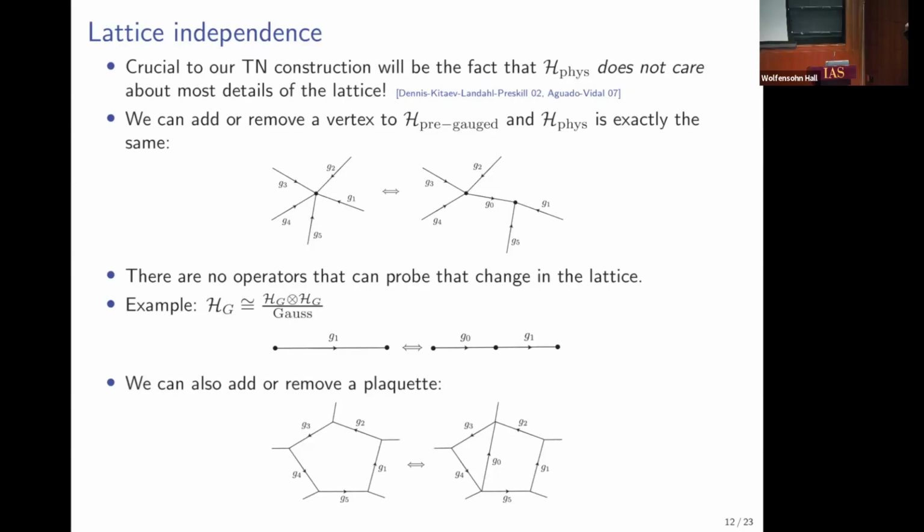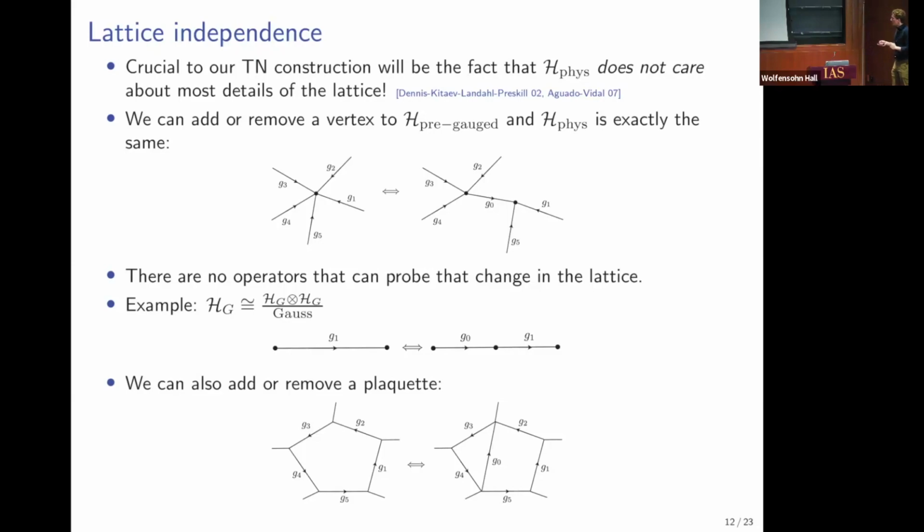And we can also add or remove a plaquette. So this is an important additional feature that you get from having the flatness constraint. I didn't mention this, so let me go back to this for a second. I stated in words that you can go from this previous Hilbert space to this one, and the physical Hilbert space is the same. What's more surprising is that you can remove this link and you keep the physical Hilbert space the same. It looks like it's a non-isometric embedding, but you can check that it still maps one-to-one between the physical Hilbert spaces.